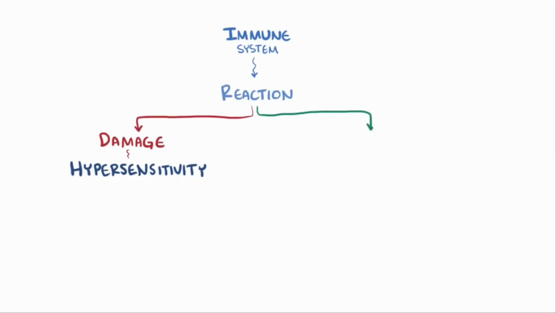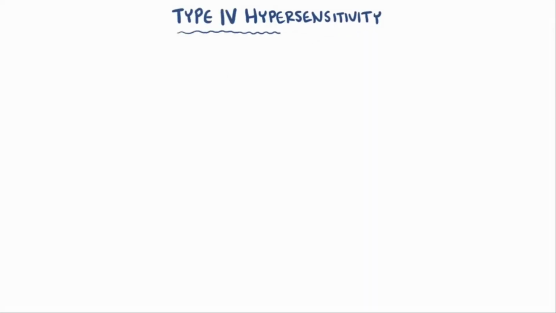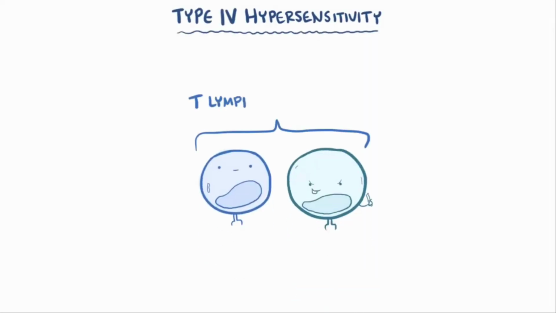that it ends up damaging them as opposed to protecting them. There are 4 different types of hypersensitivities, and in the 4th type, or type 4, the reactions are caused by T lymphocytes, or T cells. And so type 4 is also sometimes known as T-cell-mediated hypersensitivity.